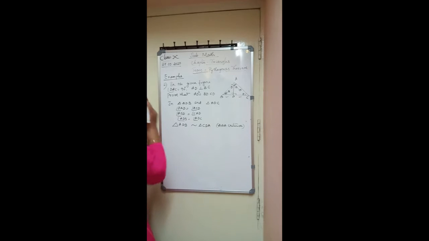So corresponding sides, that is AD is proportional to CD, and BD is proportional to AD. See here, AD proportional to CD, then BD proportional to AD. Now cross multiply. AD into AD equals BD into CD. So which is AD square equals BD into CD.